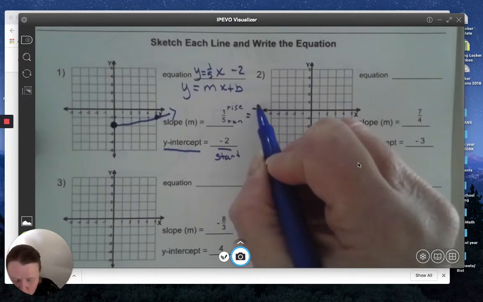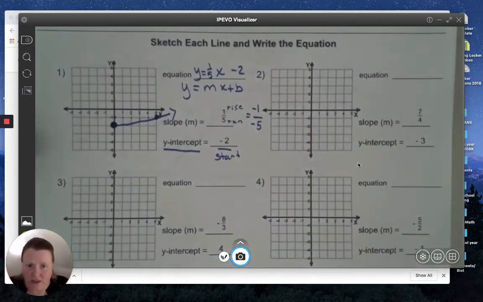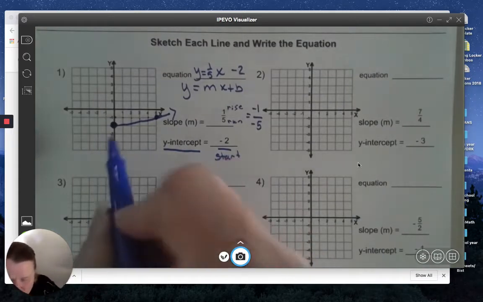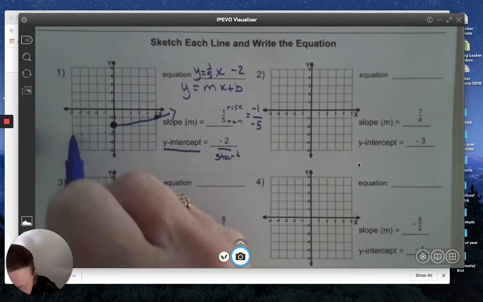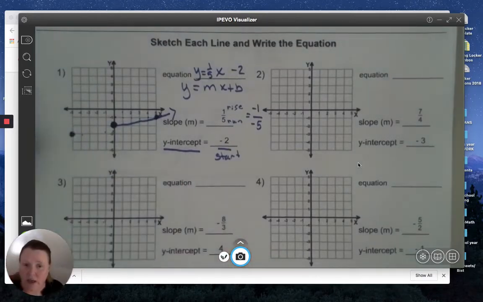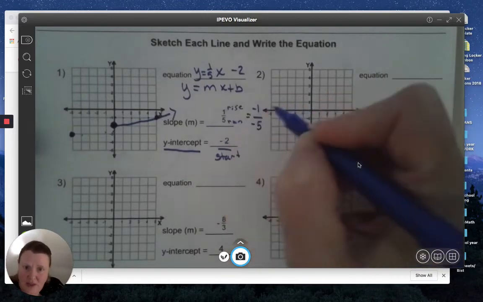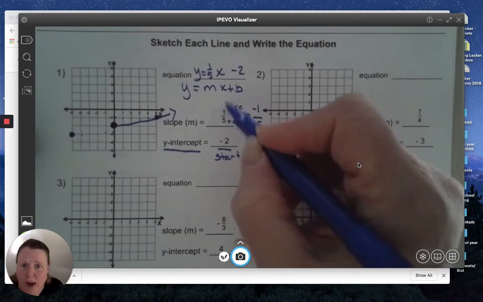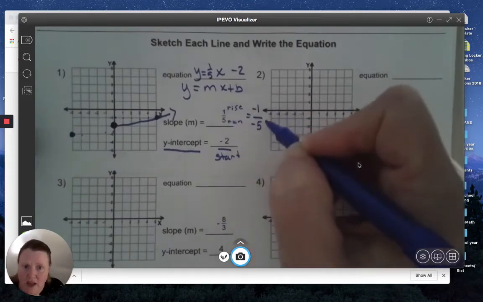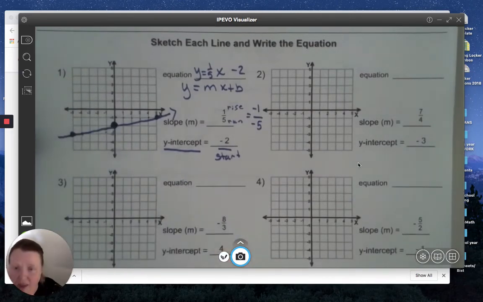So I'm going to go down 1 and backwards 5, or down 1 and to the left. So down and then 1, 2, 3, 4, 5. Because we know that a negative and a negative are a positive. That's why this fraction, or slope, is equivalent to positive 1/5, because 2 negatives make that a positive. And so that way, the line is still going uphill because the slope is positive.